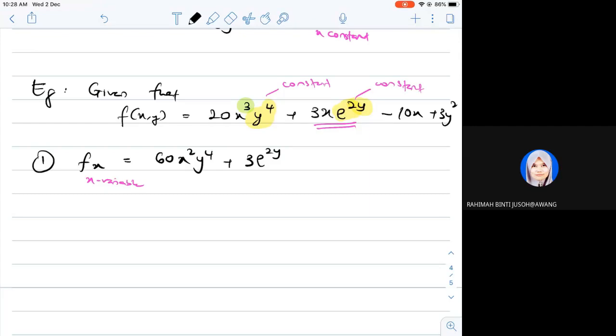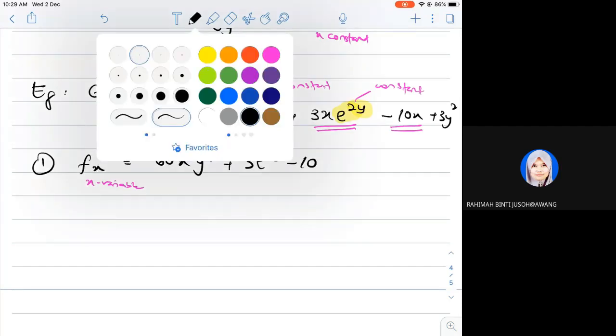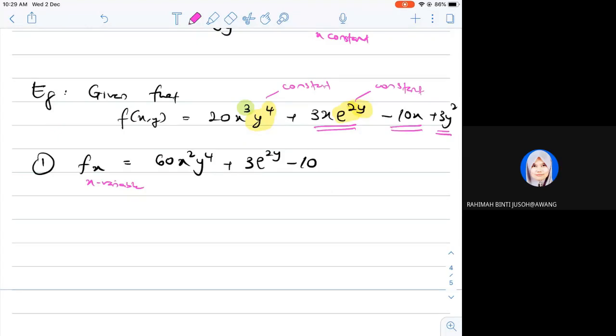All right, now differentiate negative 10x. What should we get? Negative 10, yes. Good. Now how about 3y squared? Differentiate with respect to x. We will get 0, because 3y squared is just a constant. You treat it like the number 10, for example. If we differentiate a constant, we get 0. So that's it, settled.